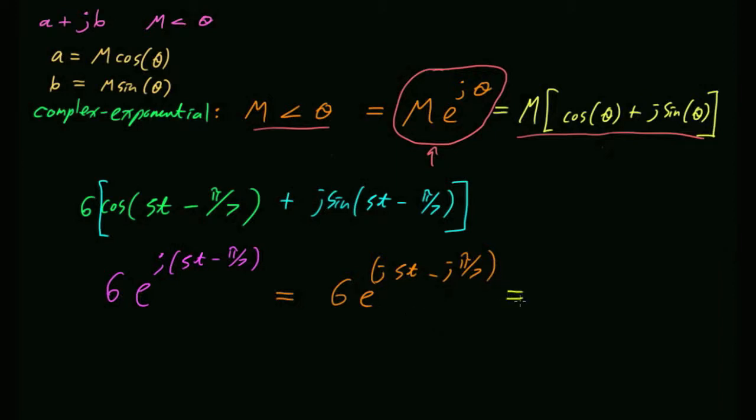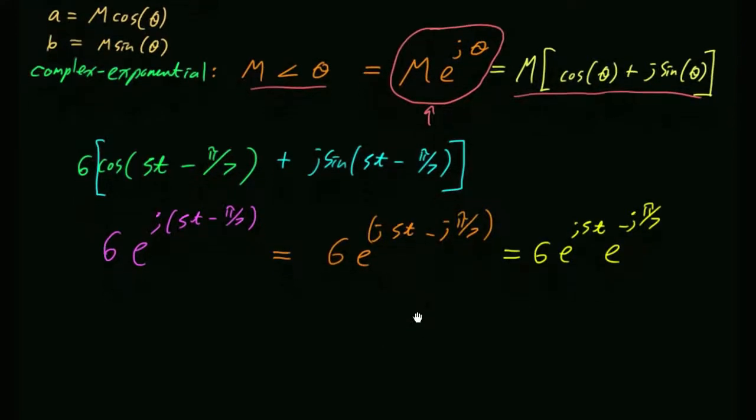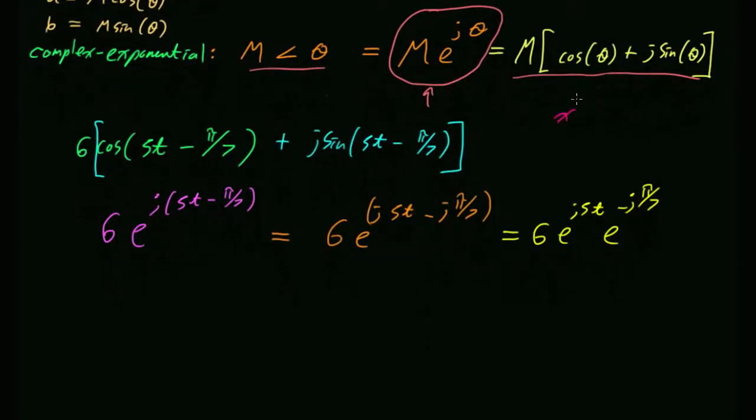And then I'm going to do one more move where I'm going to break up my exponential, my sum of exponents, into a product of 2 exponents. Can I do that? Right. So can I rewrite this as 6 e to the j 5t times e to the minus j pi over 7? Can I do that? Right. If you've got x squared times x cubed, what does that equal?